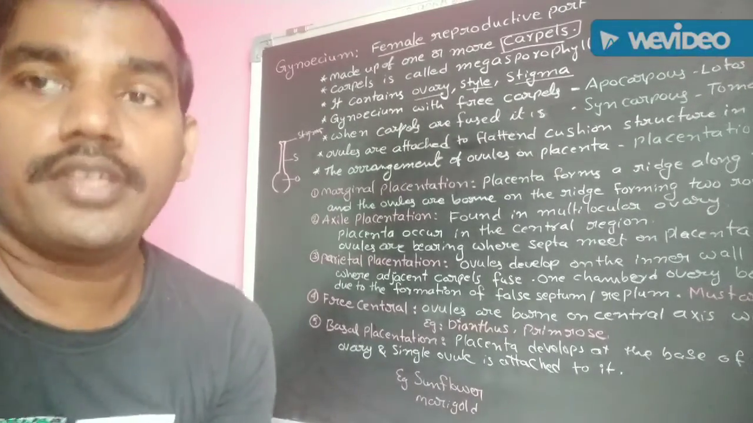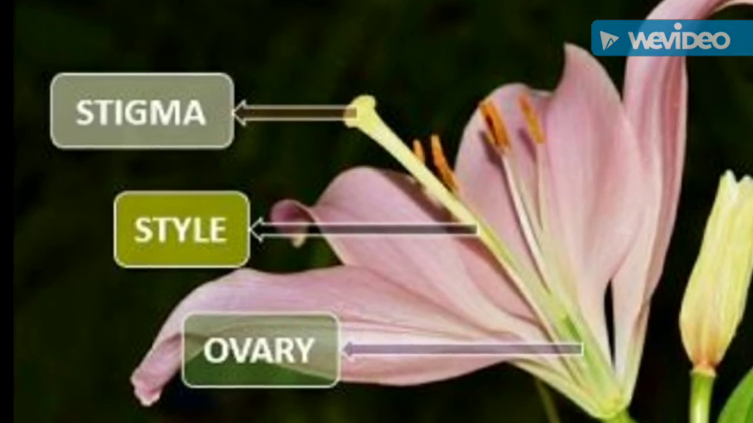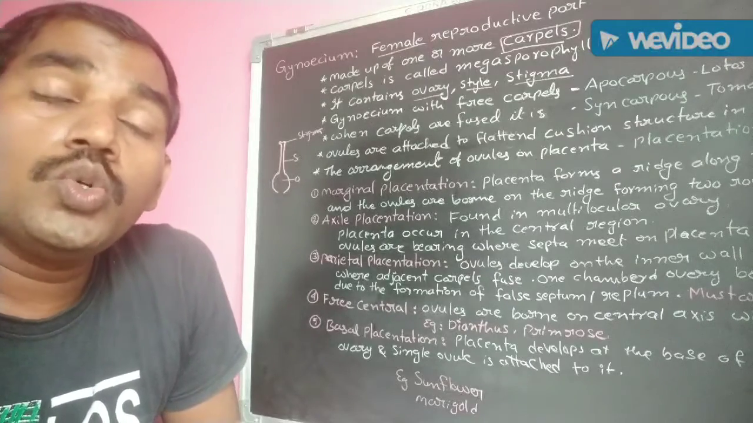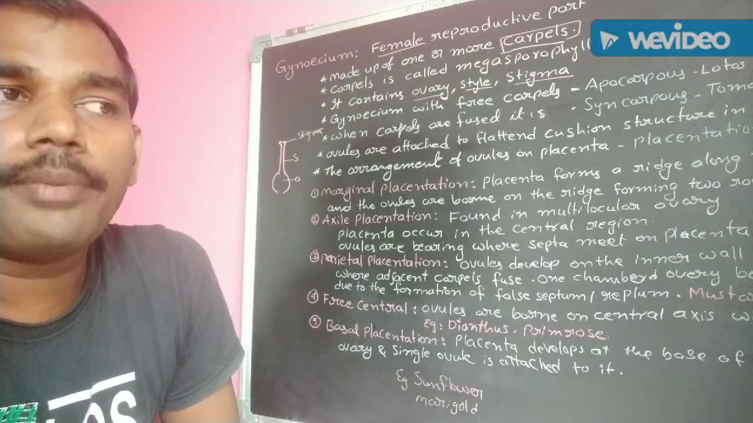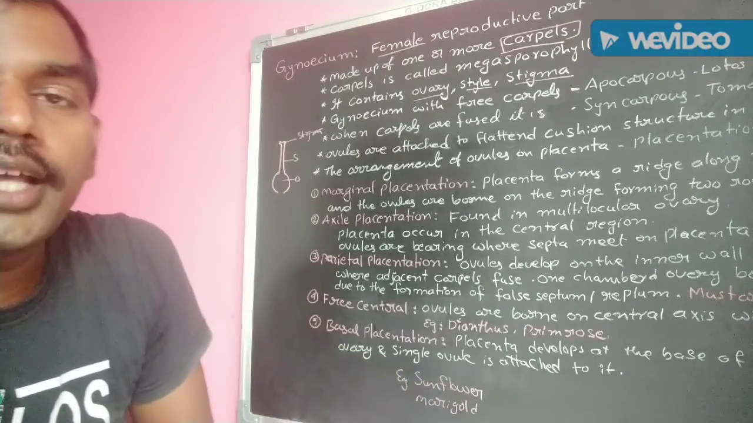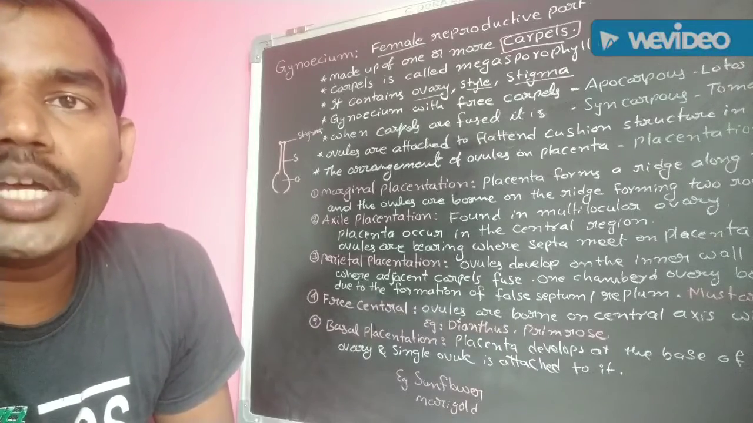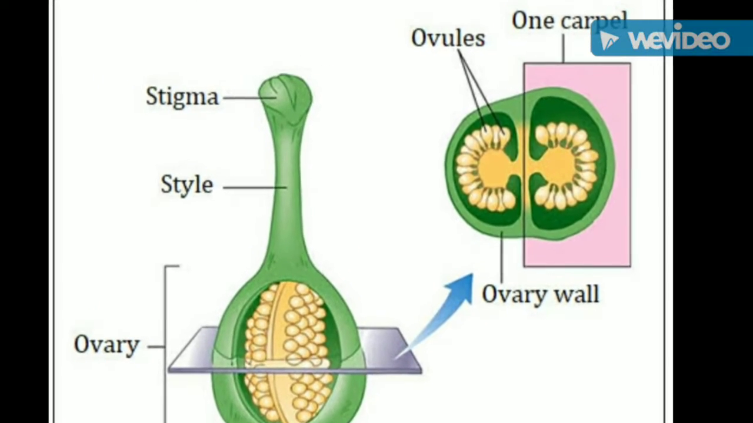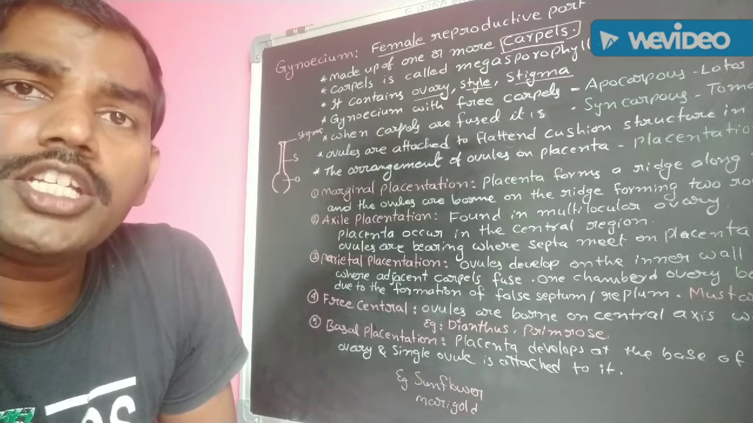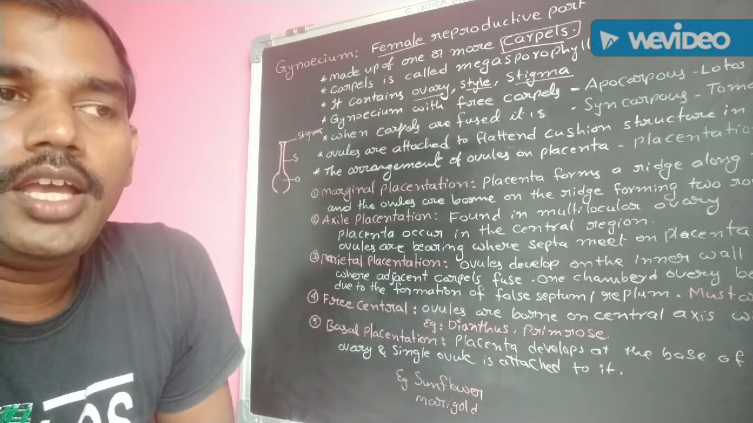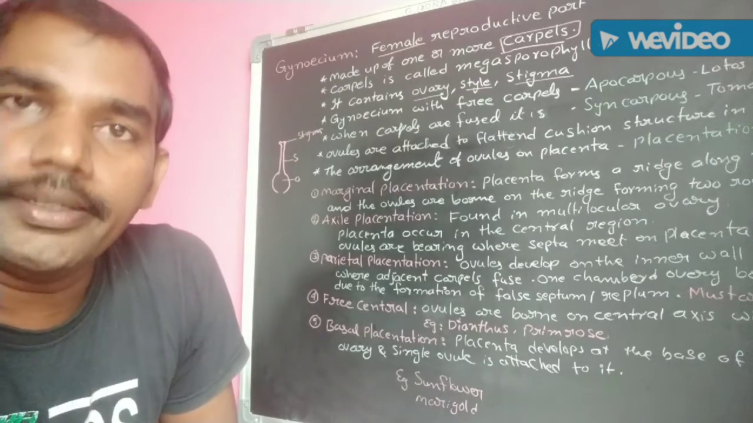In some species, two carpels are present in the gynoecium. It is known as bicarpellary. Bi means two. Example, sunflower and Solanum species. Tricarpellary means the gynoecium consists of three carpels. Example, Gloriosa superba, glory lily, and also Lilium candidum, lily.